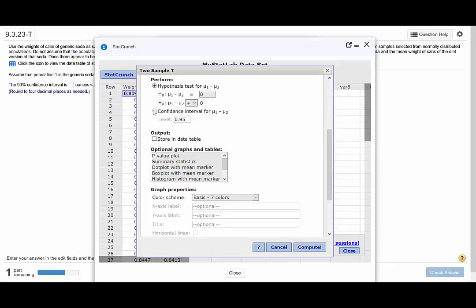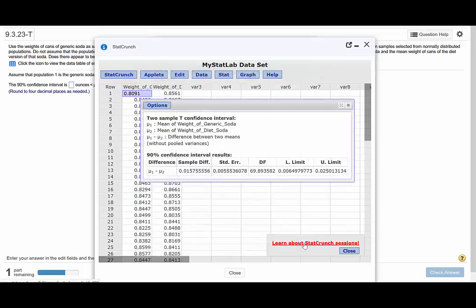We are supposed to construct a 90% confidence interval, so we'll make sure that we check the confidence interval box and set the confidence level to 90. Now let's click Compute, and we're going to be given some upper and lower limits.